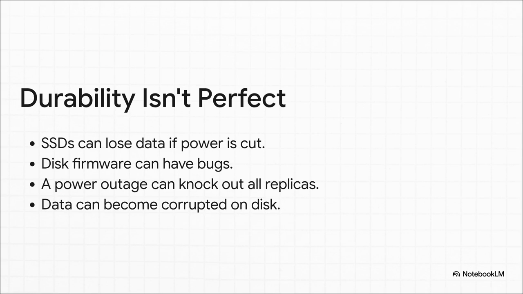But here's a little dose of reality. Perfect 100% durability is kind of a myth. Your SSDs can have firmware bugs that cause data loss when the power is cut. A massive power outage could, in theory, take down all of your replicated servers at the same time. Data can even just silently corrupt on a disk over many years. So, while durability is a very strong guarantee, it's always wise to have multiple layers of protection, like good old-fashioned backups.